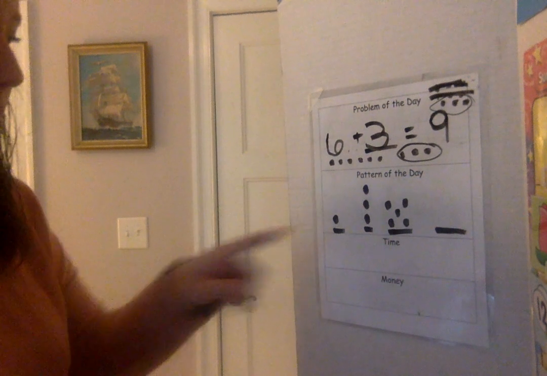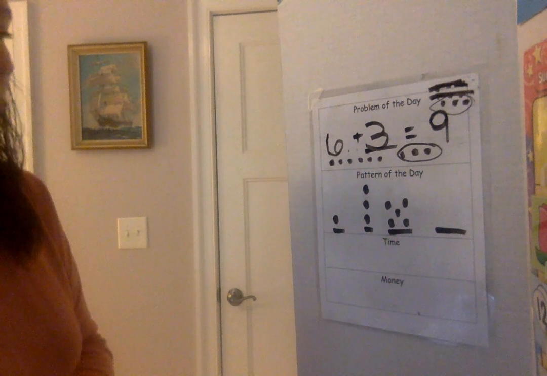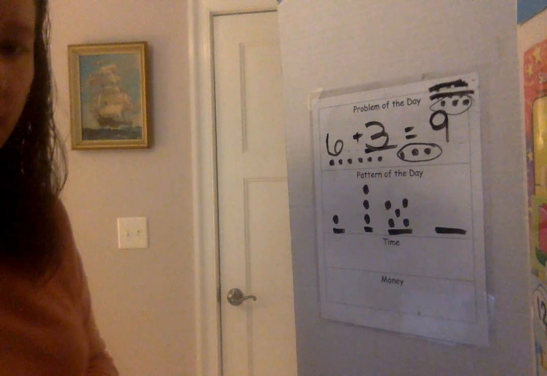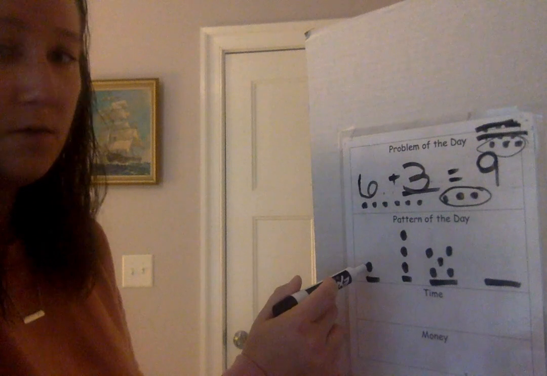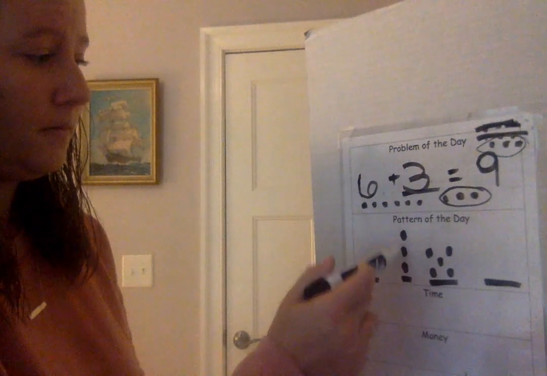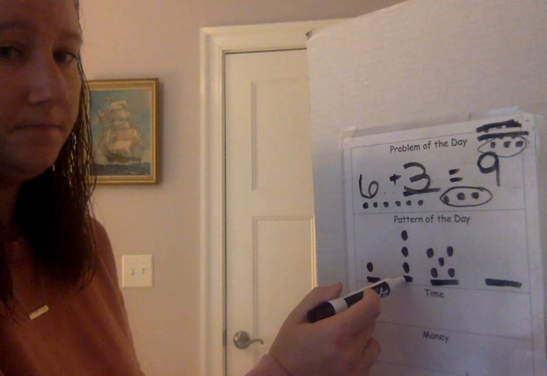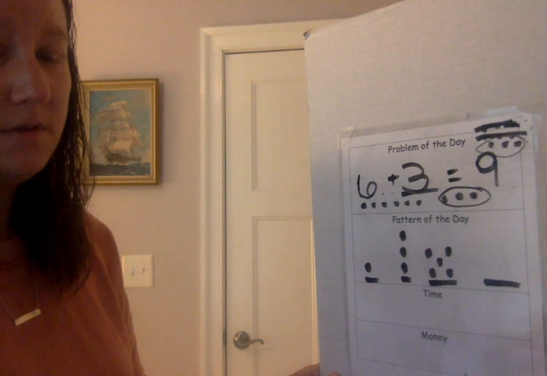Okay, let's look at our pattern of the day. Well, we have a bunch of dots, so we need to count the dots to figure out if they're growing or repeating, if this is a growing pattern or a repeating pattern. So first we have 1, and then I have 3, then I see 5. So nothing's repeating.